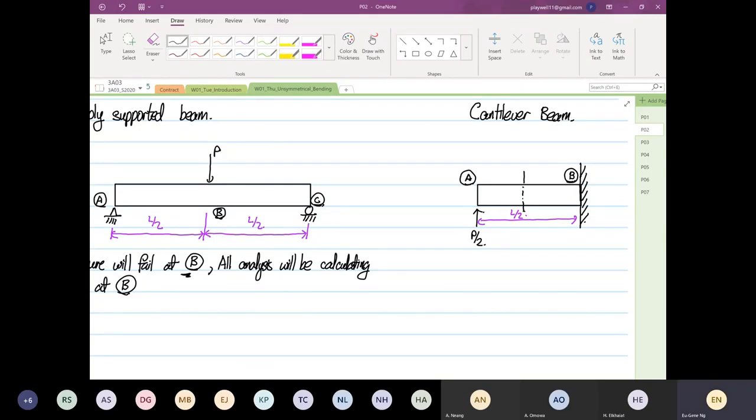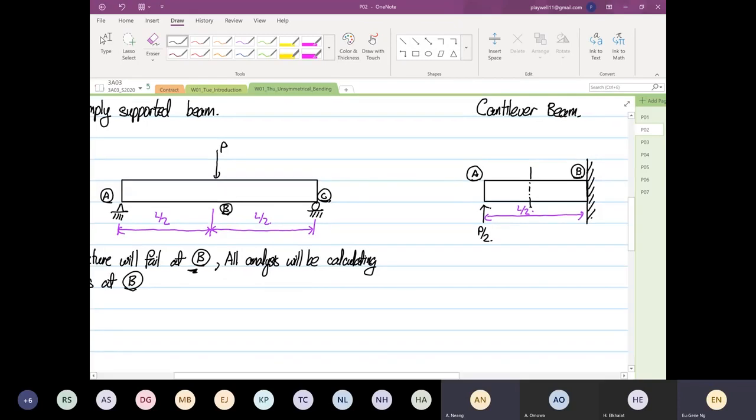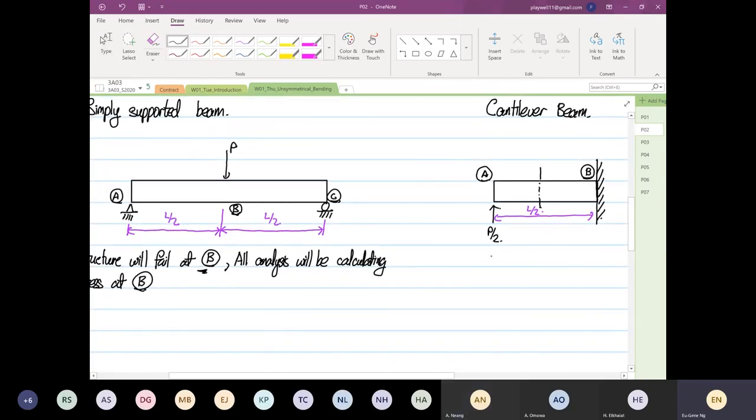I'm not saying that you're wrong. I'm asking you why. Sorry, I didn't hear you there. Would it not snap off? Oh wait, we're only looking at half. Sorry, never mind. No, you're right. Don't say never mind. Okay. At B is where it will fail. So the structure will fail at B.